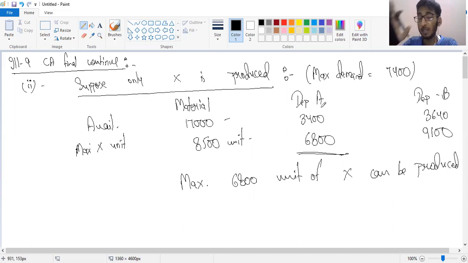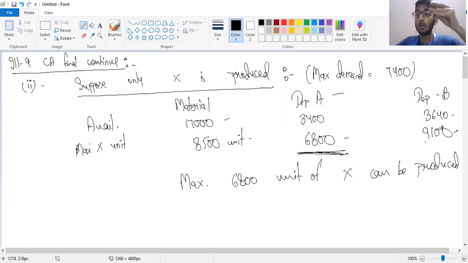By using complete department A hours, how many units of X can be made. And by using complete department B, how many units of X can be made. So the least that can be made is this. Since we require all these three things in sufficient number, if I'm making 6,800 units of product X, I think it would be sufficient in department A.